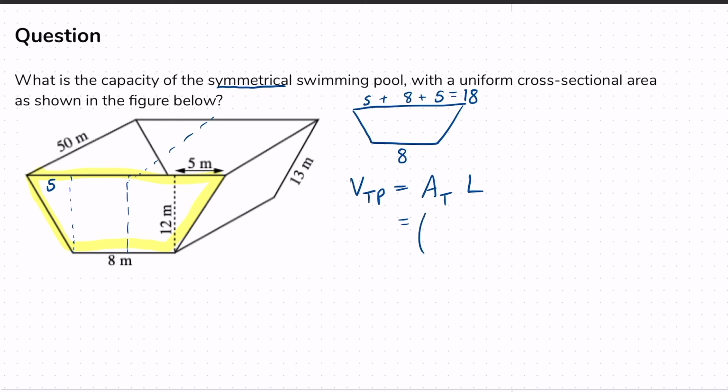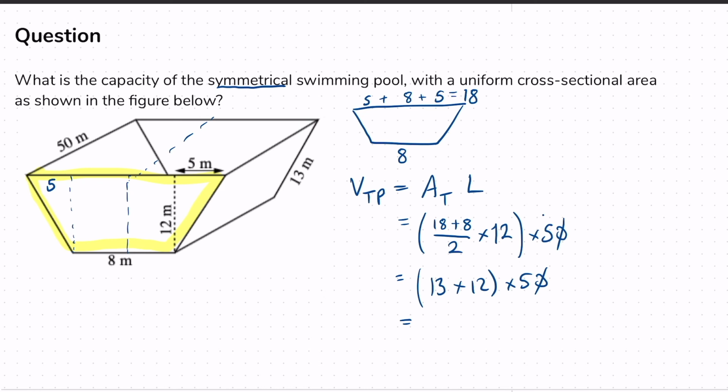Area of a trapezium is one parallel side plus the other parallel side over 2. So that is 18 plus 8 over 2. And then I multiply that by the height, the distance between them, which is 12. The length of this pool is this distance here, which is 50. 26 divided by 2 is 13, times 12, times 50.